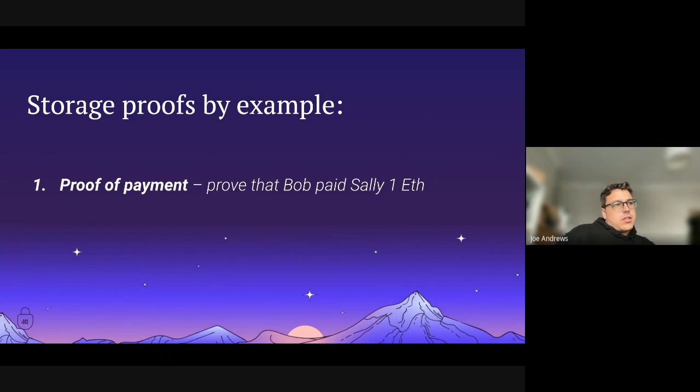So the most commonly used one is proof of payment. Let's say I want to pay Sean 1 ETH, and I want to prove that I've done that to a third party or smart contract. I can use a storage proof to prove a transaction happened on Ethereum, and prove that the balance was 1 ETH and it went from my address to Sean's address.